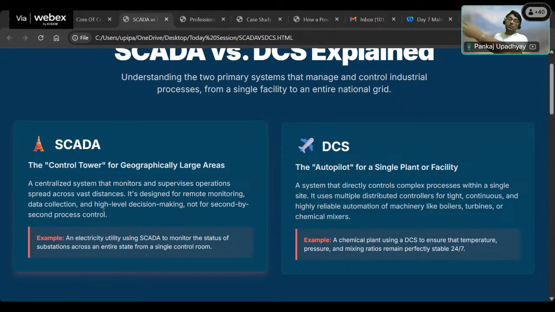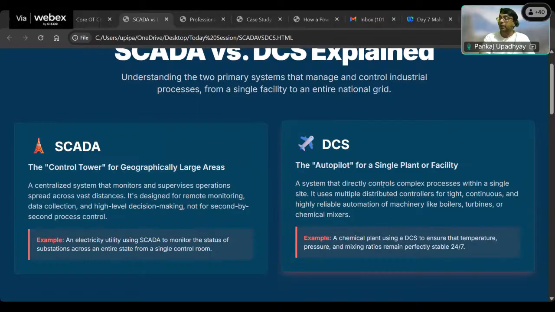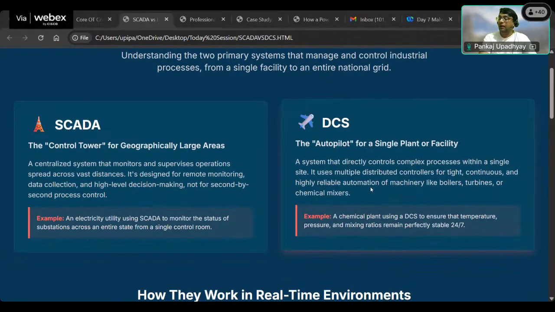We have connected the physical devices through PLCs, RTUs, getting those inputs, displaying them on a central system, and that's how we are defining what the decision should be through the PLCs. But when we talk about the DCS, it is a system that directly controls complex processes within a single site, and it uses multiple distributed controllers for tight, continuous, and highly reliable automation of machinery like boilers, turbines, or chemical mixers.